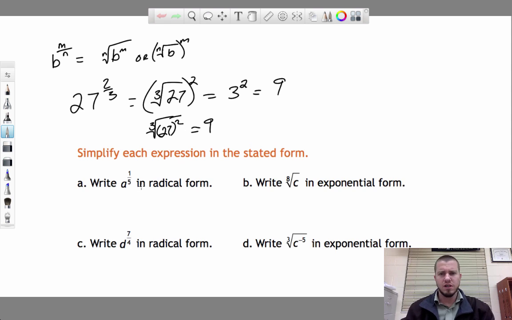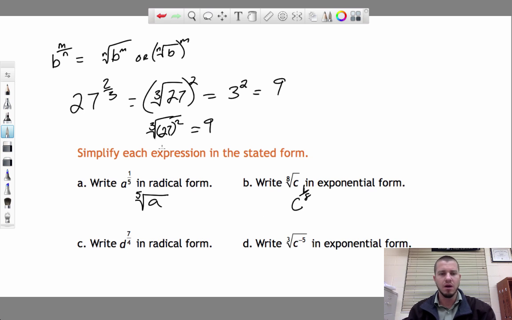These first two are still with 1 as the numerator. So this in radical form is still going to be the 5th root of a. And this one is still going to be c raised to the 1/8, because there's no exponent here. So the numerator is still 1.